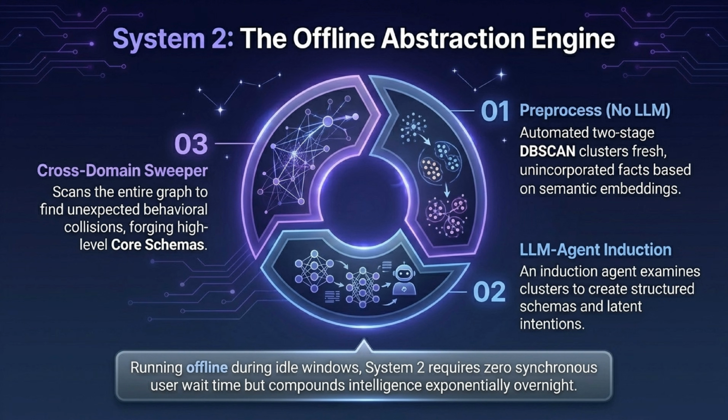Now let's talk about System 2, the offline abstraction engine. It operates in a continuous, three-step loop. First, a pre-process stage clusters fresh facts using automated algorithms, totally bypassing the LLM. Next, an induction agent examines these clusters to create structured schemas and latent intentions. Finally, the cross-domain sweeper scans the entire graph to find unexpected behavioral collisions, forging high-level core schemas. Running completely offline during idle windows, System 2 requires zero synchronous user wait time, yet it compounds the AI's intelligence exponentially overnight.